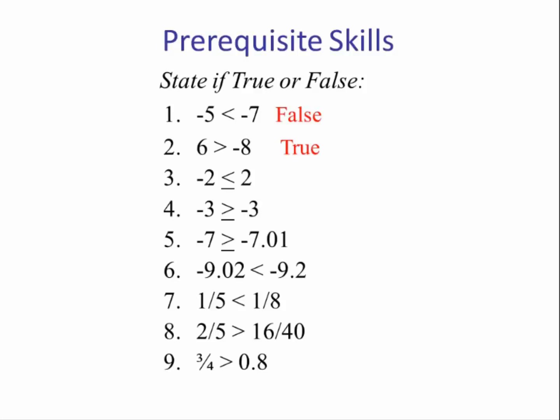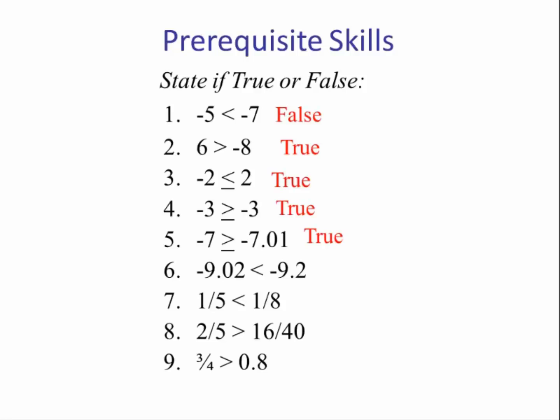Number 3: -2 is less than or equal to 2. This is true. A negative is always smaller than a positive. Number 4: -3 is greater than or equal to -3. This is true. -3 equals -3. Number 5: -7 is greater than or equal to -7.01. This is true because -7 is closer to 0 than -7.01.